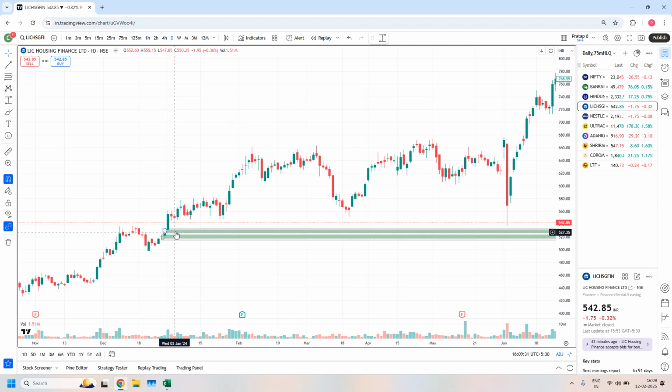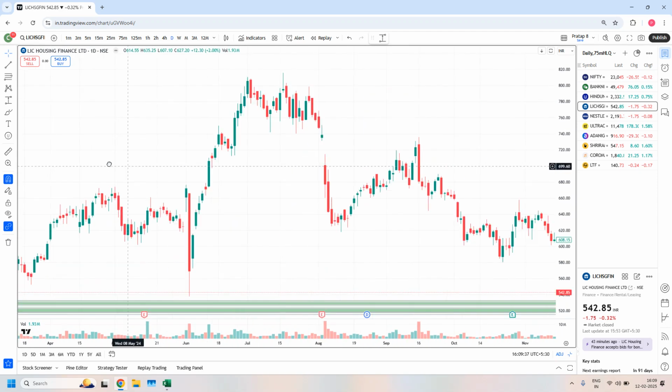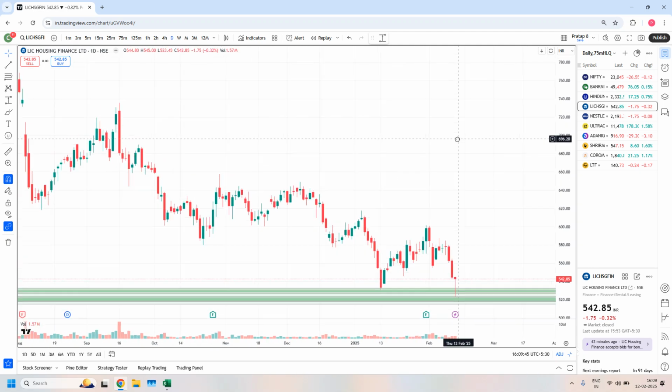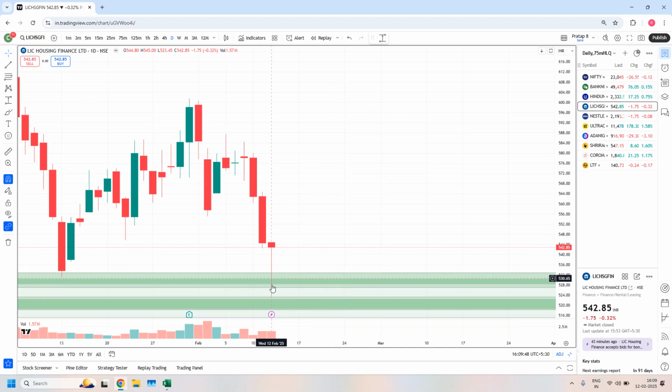And moreover, we have two 75-minute zones. Inside the 75-minute zones, we have 15-minute zones. And one of the zones was already tested here earlier. But anyway, we can't find 5-minute zones. We don't have data. And today price came to the second 75-minute fine-tuned zone, and from there sharply it moved.